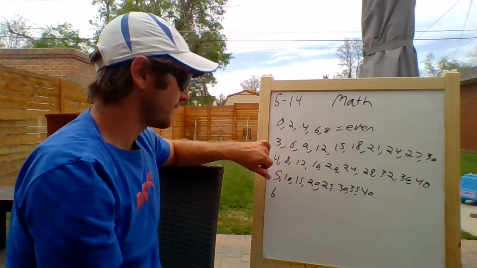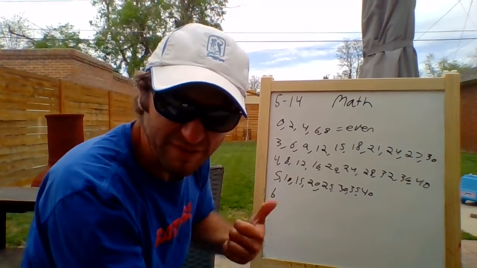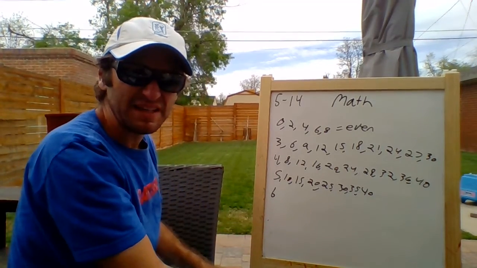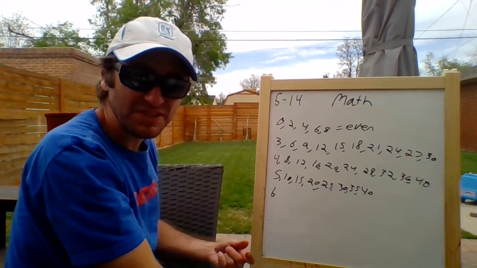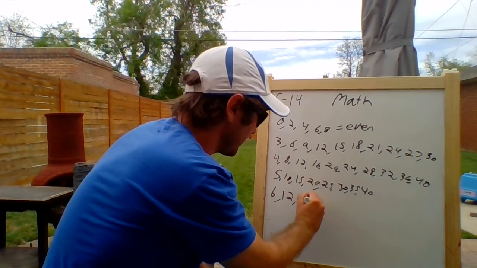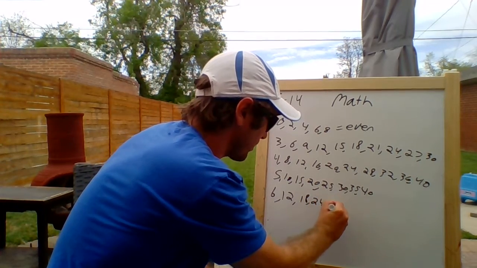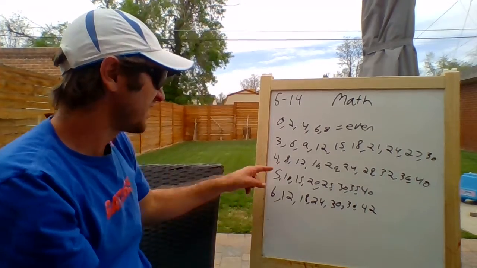Now, 6, this is what I like. This is now where it starts to be kind of fun and we can find these shortcuts, right? 6, well, if a number goes into 3, see if maybe a 6 works as well, right? So 12, 18, 24, 30, 36, 42, right?